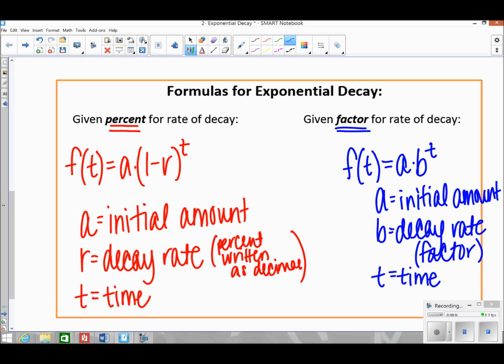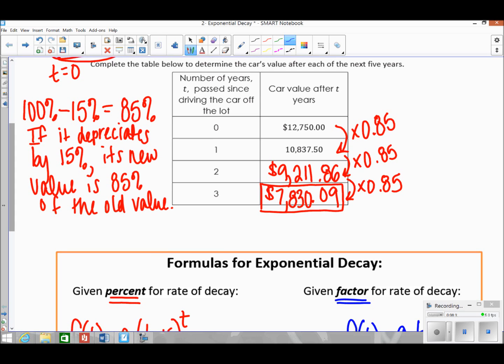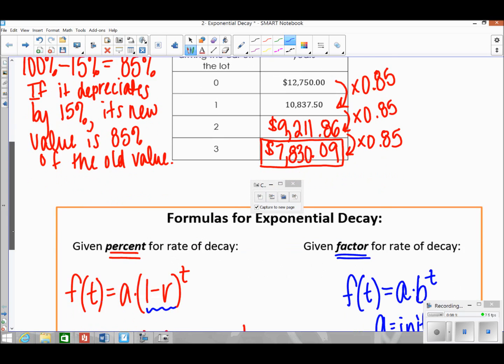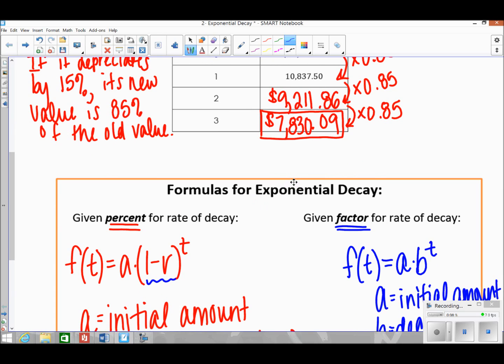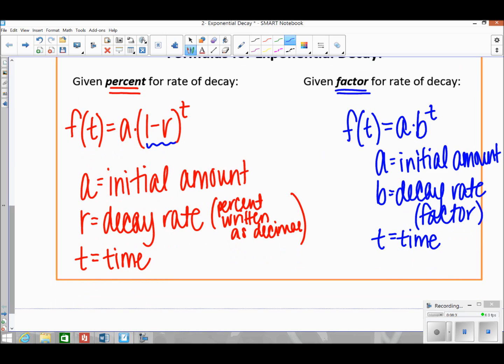So really the only difference between these two is right here and right here. So this 1 minus R is really your decay rate, because if you go back up to this problem here, my decay rate, what it was decreasing by, was 15%. But if I want to write an equation, really what it's going to happen is you're going to do 1 minus the 0.15, which is what we did, and we got 0.85, and that's the factor. The 0.85 was what I was multiplying by each time. So this really becomes the factor. But it's just, we talk about it as two separate formulas so that you don't have to think about how to translate it into the factor. You can go right into looking at the word problem and decide, do I use the percent formula, or do I use the factor formula?